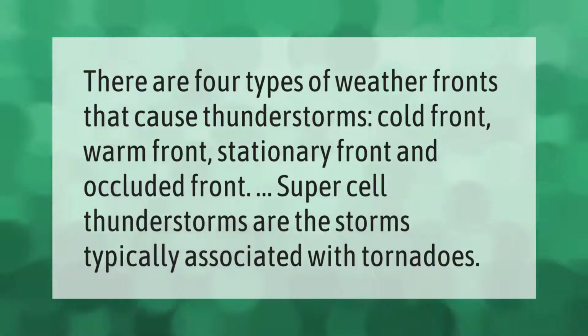There are 4 types of weather fronts that cause thunderstorms: cold front, warm front, stationary front and occluded front. Supercell thunderstorms are the storms typically associated with tornadoes.